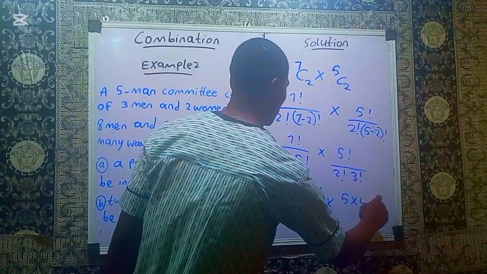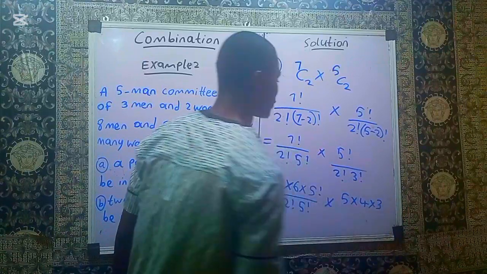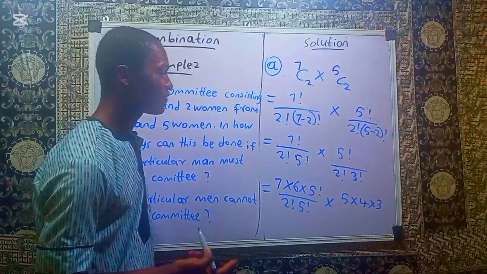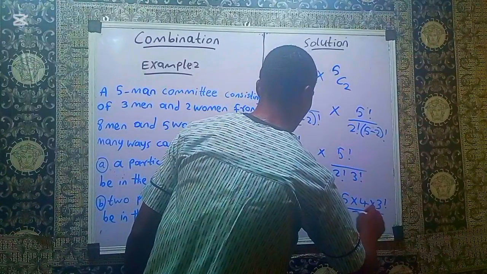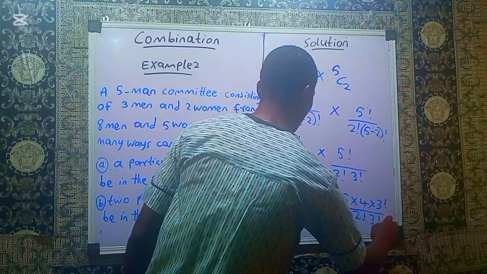So I have 5 times 4 times 3. I'm supposed to expand it down to 1, but I have 3 factorial down there that will cancel it. So I will stop at 3 factorial. Then I have 2 factorial, 3 factorial.